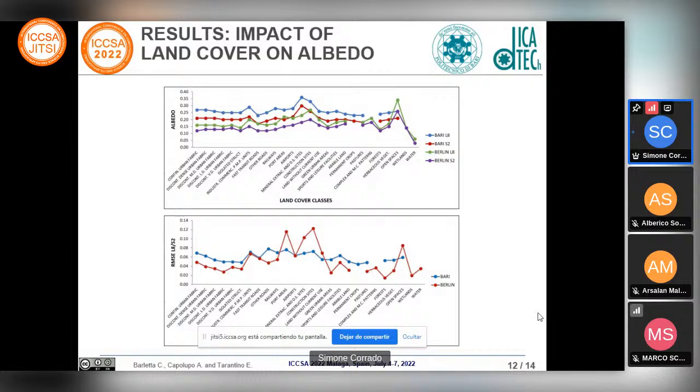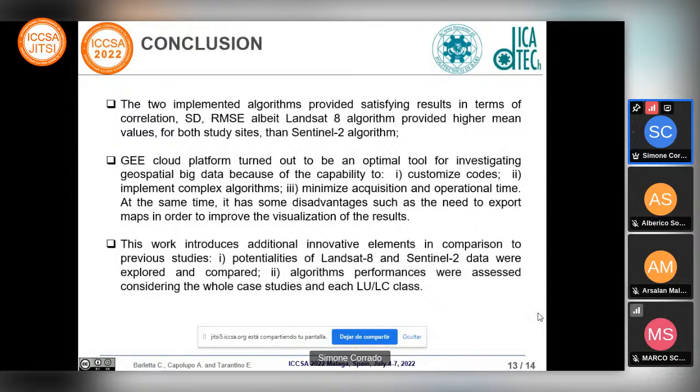So in conclusion, the two implemented algorithms provided satisfying results in terms of correlation, standard deviation, root mean square error, albeit Landsat-8 algorithm provided higher mean values for both study areas than Sentinel-2 algorithm. Google Earth Engine Cloud Platform turned out to be an optimal tool for investigating geospatial big data because of its capability to customize codes, implement even complex algorithms, and minimize acquisition and operational time, thanks to the presence of the satellite images in Google Earth Engine Data Catalog and to the cloud technology.